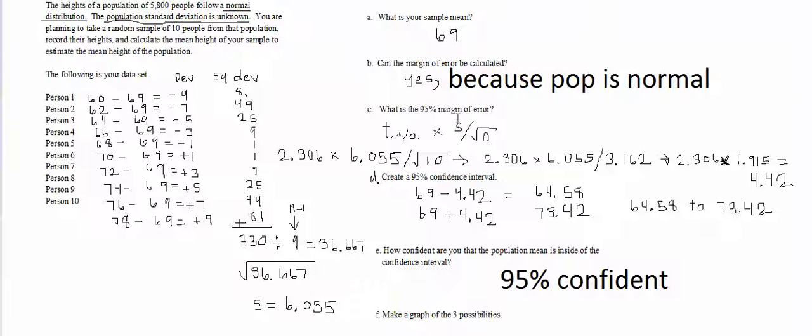In your problem, you actually have to calculate the sample standard deviation yourself. So what I want you to do is to take your 10 numbers and actually calculate the sample standard deviation. To do that, you just subtract each of the 10 numbers by your sample mean, which you already have from part A. I subtracted each of the 10 numbers by my sample mean of 69. I got my deviations. I squared them to get squared deviations. I just multiplied each deviation by itself.